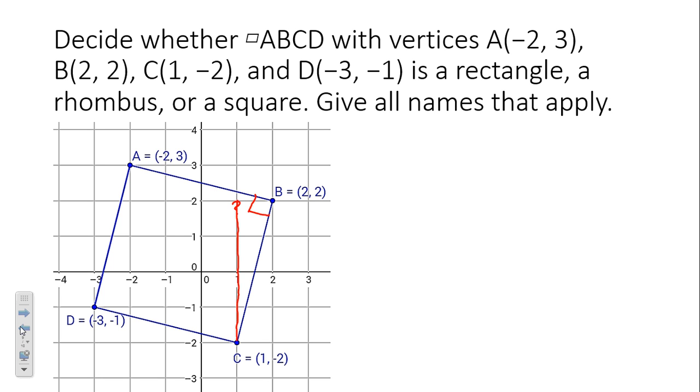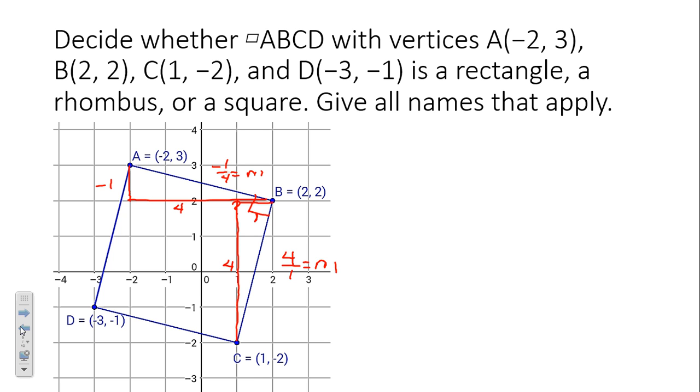All right, so this one rose 4, and it ran 1. And this one fell 1 and ran 4. So its slope was negative 1/4, and this one was a positive 4/1. So it has a 90-degree angle there. That was quick. Did everybody catch that? Okay. Perpendicular lines have slopes that are negative reciprocals. Flip and negate, right? So we know we have right angles, at least one of them.